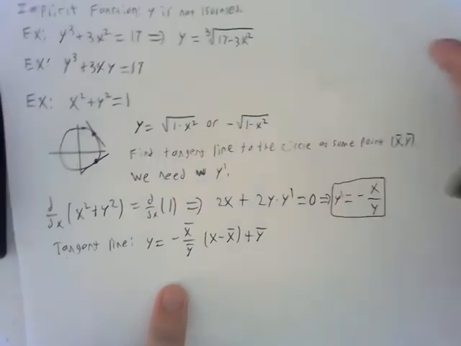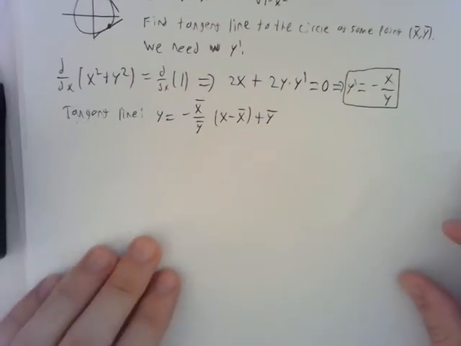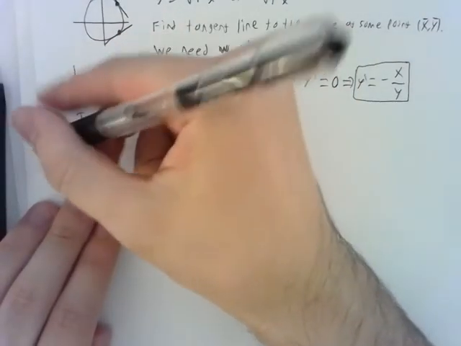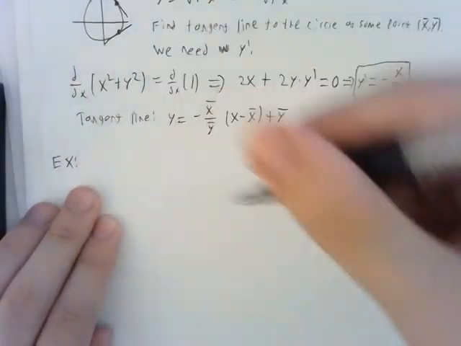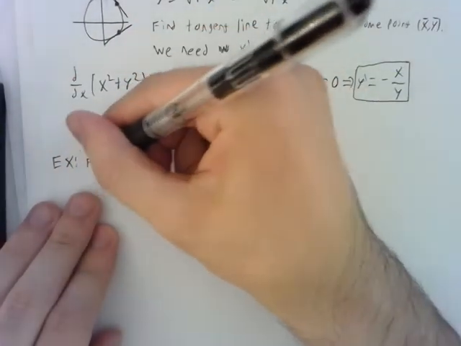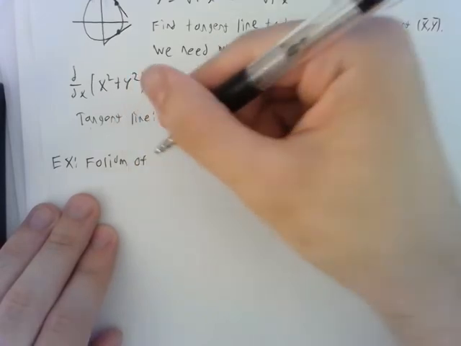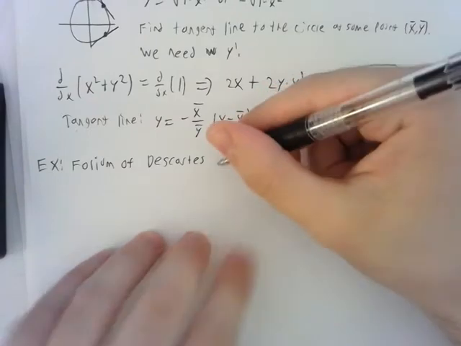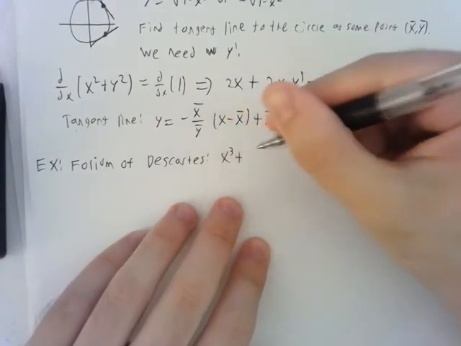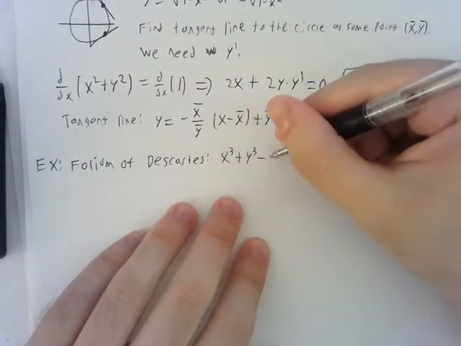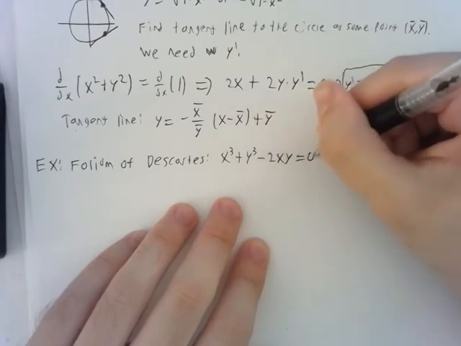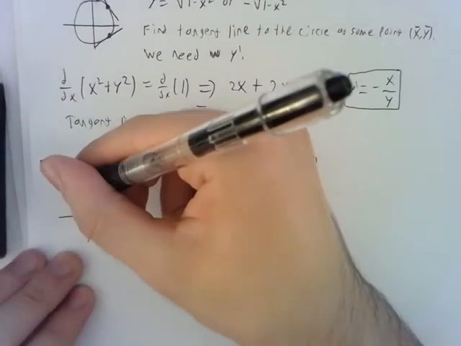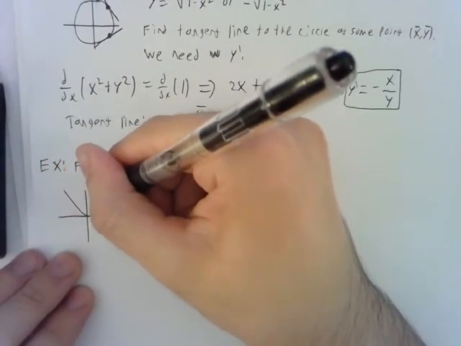Alright, so that's basically the simplest example we can have. Let's look at another example in detail. So this is the folium of Descartes. The equation is x cubed plus y cubed minus 2xy equals 0. The graph of this function ends up looking something like this.